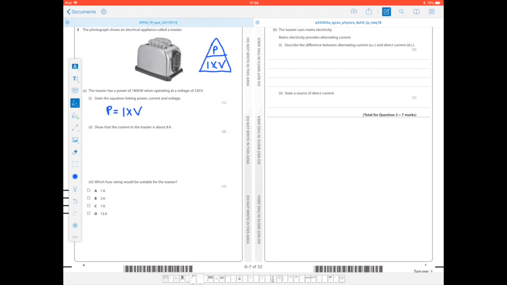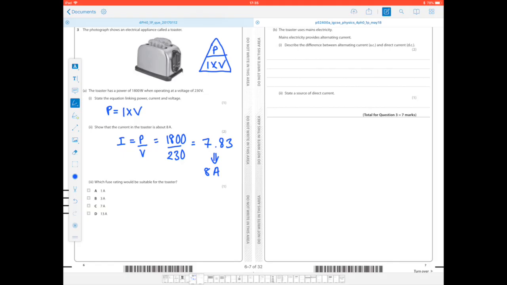Part 2, show that the current in the toaster is about 8 amps. So current equals power divided by voltage. I always write out the equation I'm using. We know that power is 1,800, dividing it by 230 to give 7.83 to 3 sig fig, which is approximately 8 amps. Which fuse rating would be suitable for the toaster?